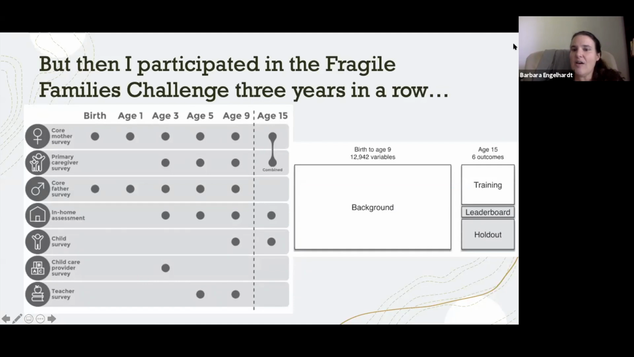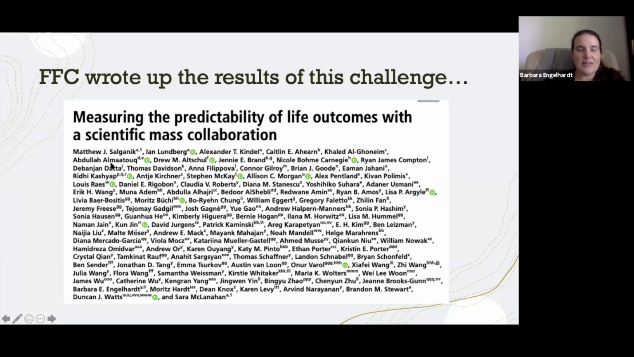The challenge itself took the background, so it's almost 13,000 variables from birth to age 9 for these 5,000 kids. And then the training data set also included about half of the data for age 15 and 6 of the outcomes that I'll show you. And then the holdout data is also these 6 outcomes at age 15. The idea is just to predict the holdout and the leaderboard data with as high accuracy as possible.